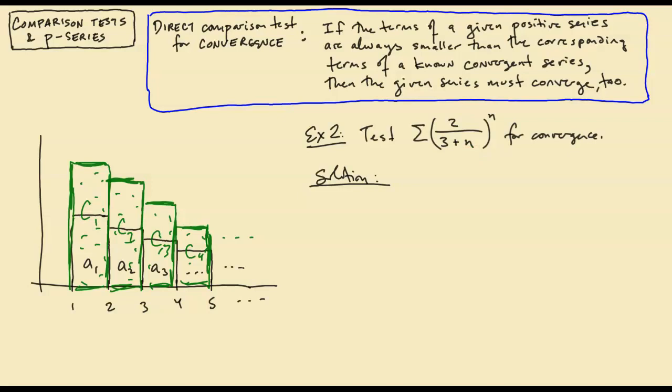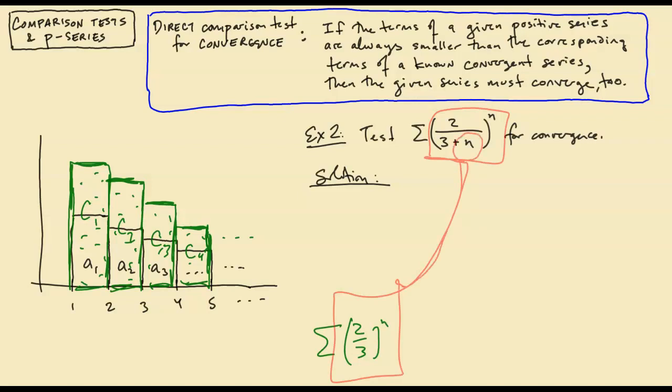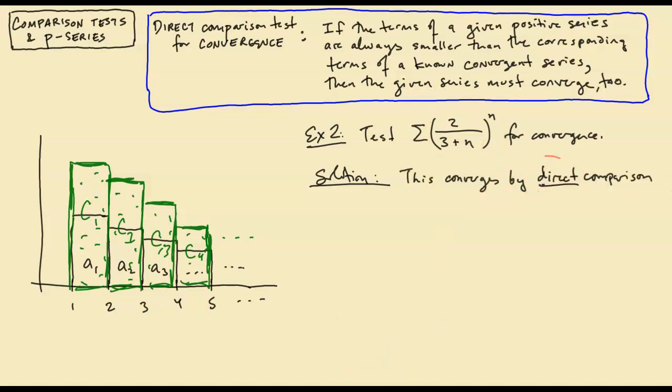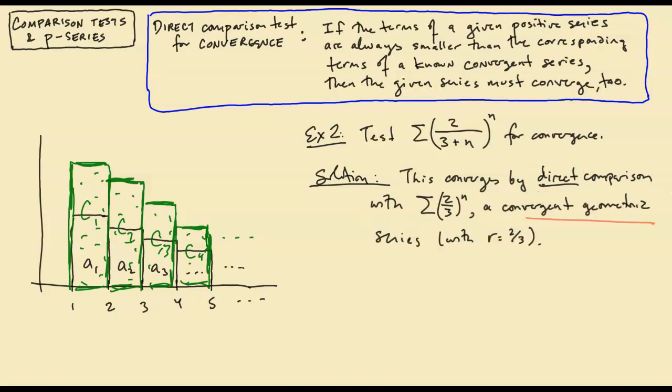Will that work here? If I wanted to try to compare it to 2/3 to the n like that, will this work? I would need to know that these terms are always smaller than those terms. Is that going to be the case? Yes, it will, because we're always adding something to the denominator. We're adding something positive to the denominator because these are whole numbers. That means that the stuff up here is going to end up being smaller than the stuff down here. So I can write up my result more or less the same way. This converges by direct comparison with this series, a convergent geometric series with r equals 2/3.